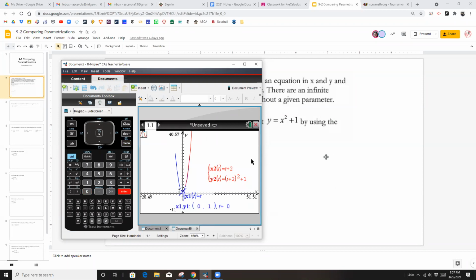So when t is zero for the blue equation, which you can't really see, but we did that earlier, we have the point 0, 1. But for the red equation, when t is zero, we have the point 2, 5. So it's the same graph, they just start at different points. When t is equal to one for the blue equation, we have the point 1, 2, and for the red equation, we have the point 3, 10. For the blue equation, when t is equal to three, we have the point 3, 10. For the red equation, when t is equal to three, we have the point 5, 6. So that's all it changes. It's the same shape of the graph. It's just the arrows maybe pointing in different directions, or you may start at different values of t.